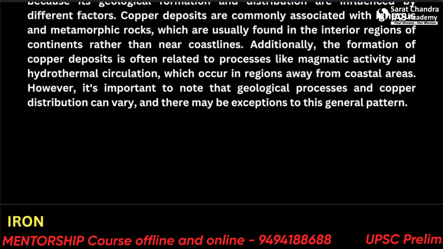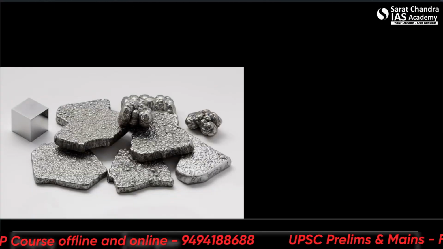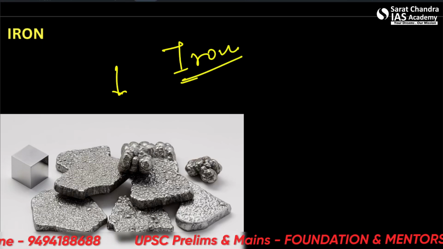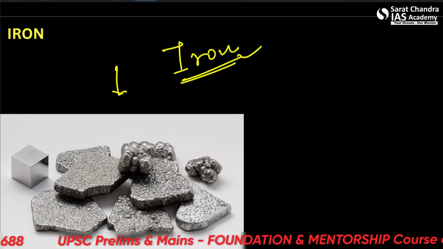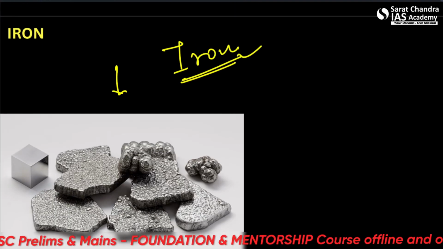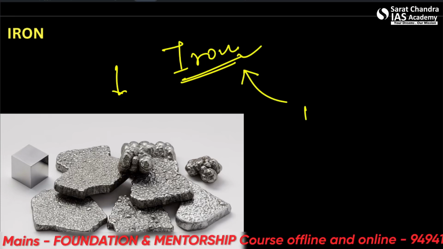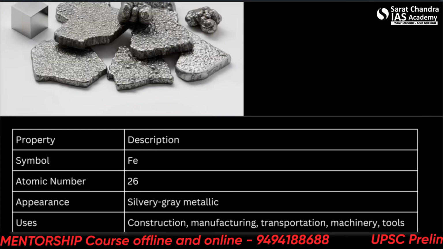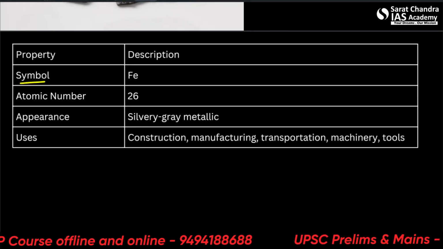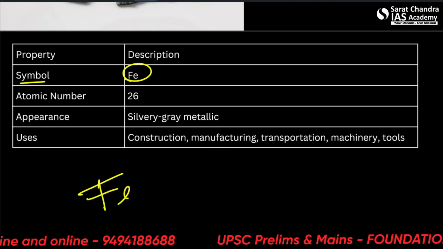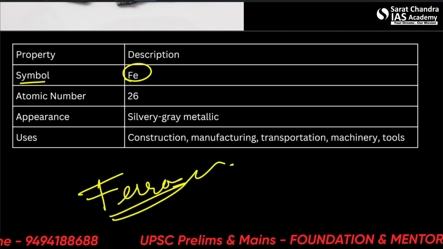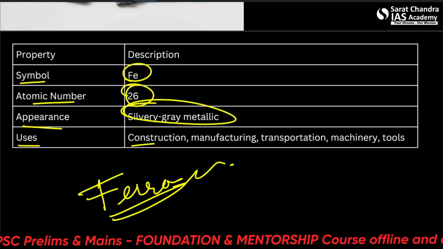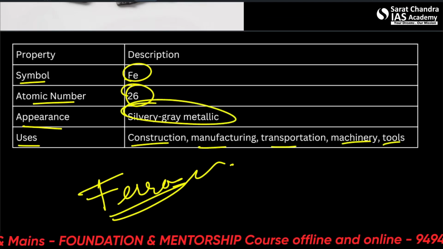Let's now talk about iron. So this is iron as a metal. This is purified, as you can see, and iron is, let's say, most of what we have seen as a metal. All right. So its symbol is Fe, also known as ferrous. Atomic number 26. Appearance is silver gray metallic, and uses are various, including construction, manufacturing, transport, machinery, tools.